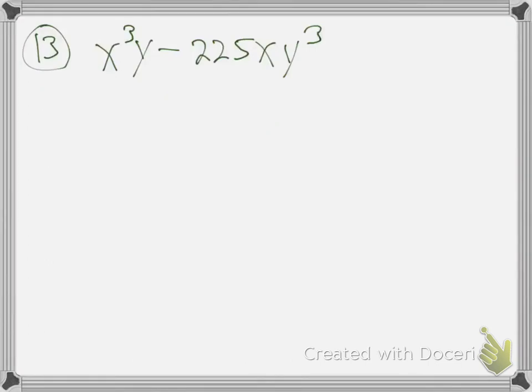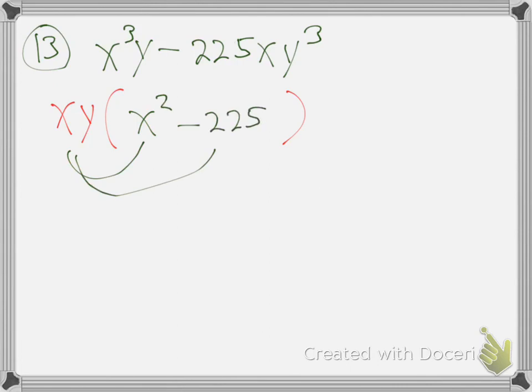Let's try this one. This is a 225 here. All right, so there's the first step. Take out the GCF. You take the lowest power of x, which is plain x, lowest power of y, plain y. Okay, so what's on the inside? Whatever works. xy times x squared and xy times minus 225 y squared. We good? Good so far?